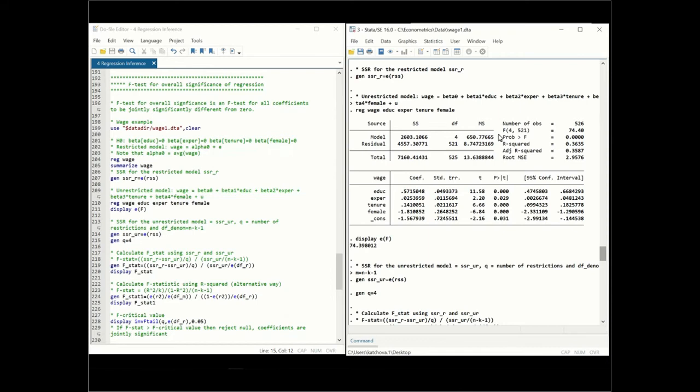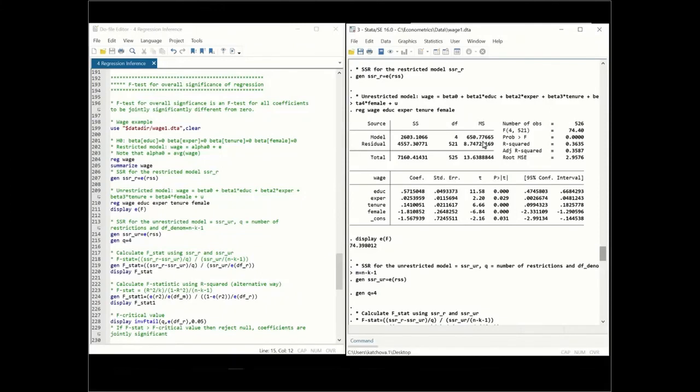Let me take a minute and talk about this table here. This table is called the ANOVA table. So here we have the sum of squares for the model or explained, and the sum of squares for the residuals and total. These are the degrees of freedom. This is the number of independent variables, and this is n minus k minus 1. And this is n minus 1, the number of observations minus 1.